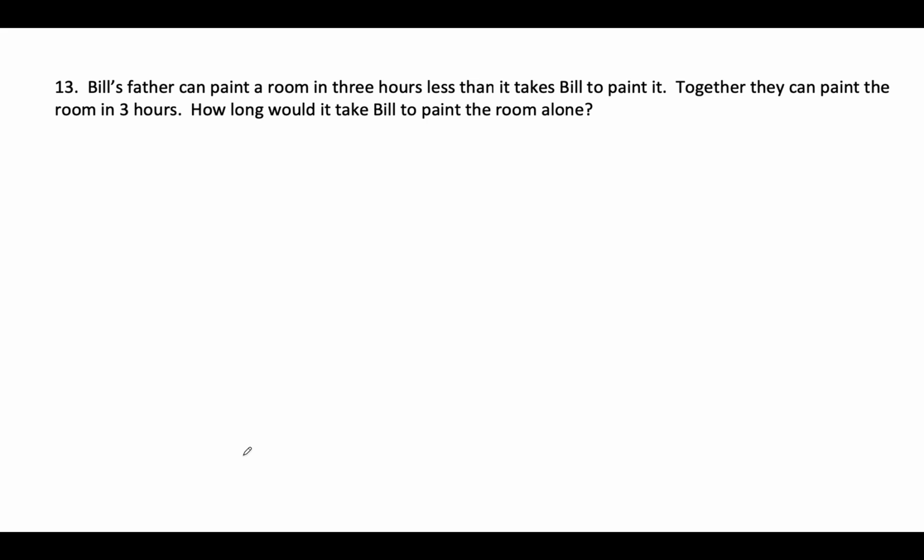I had mentioned when I handed this worksheet out that this one needed the quadratic formula, because remember, you have 1 over first guy's job, hours for job, or days, whatever it is, plus 1 over second guy equals 1 over together. We have that formula. Bill's father can paint a room in 3 hours less than it takes Bill. Together they can paint the room in 3 hours.